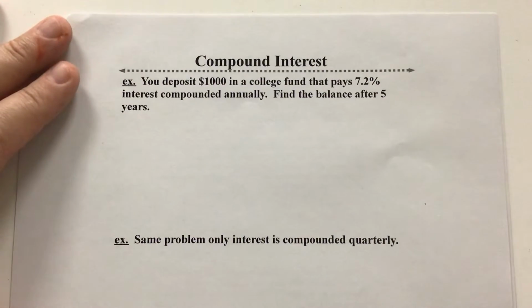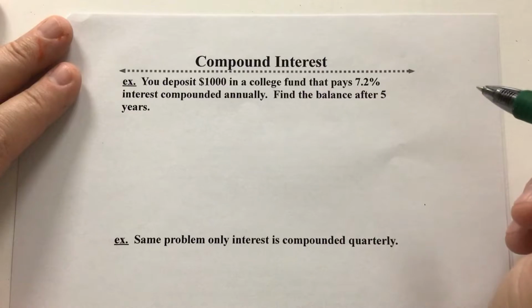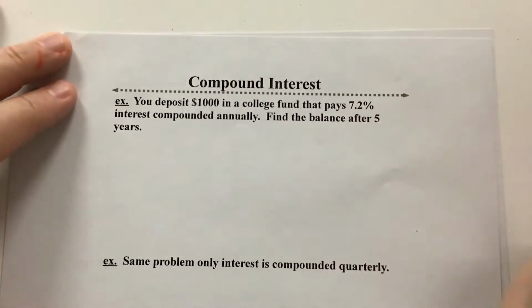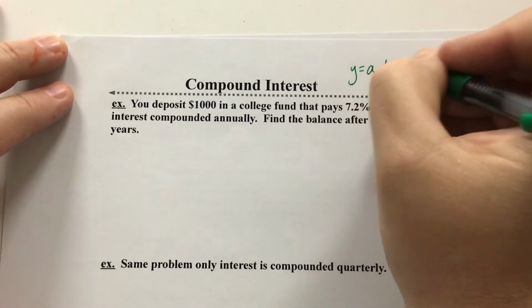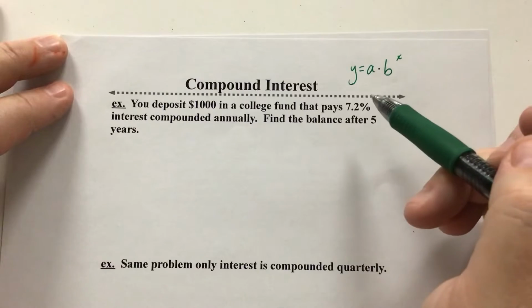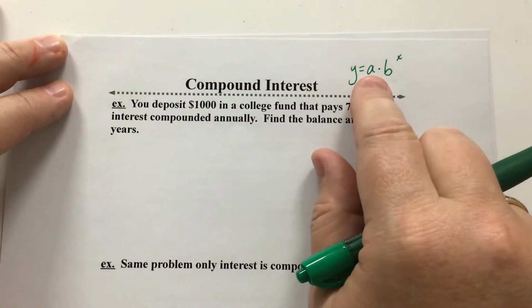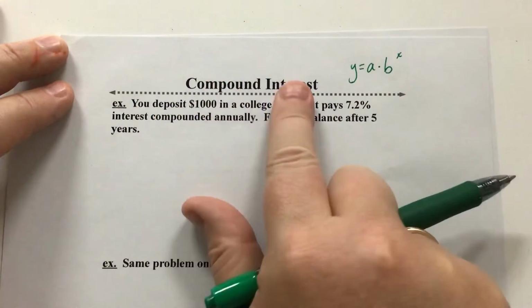We're going to talk about compounding interest. So what was the formula we used yesterday? Y equals A times B to the X power. Okay, so all of them today are on compounding interest.